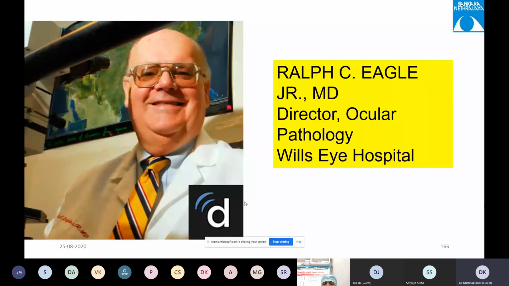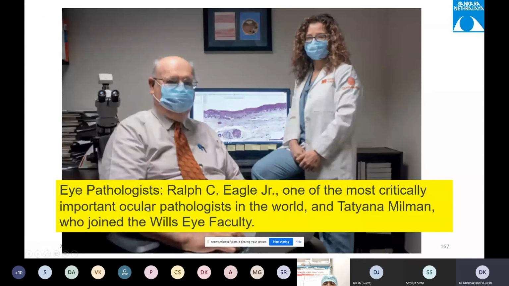Yes, this is Professor Ralph Eagle. He's the director of ocular pathology. You know one secret about Professor Ralph Eagle? Usually when he comes to a meeting, he always wears a tie. This is what Vikas Khetan told me. You will see retinoblastoma images, melanoma images, so you will put on a pathological tie. That's what I'm told. See, Professor Ralph Eagle. Now he also has a mask, looking at us and telling us, hey guys, all of you put your mask on when you go outside. And this is his new colleague, Tiana Millman, who has recently joined the Wills Eye faculty.